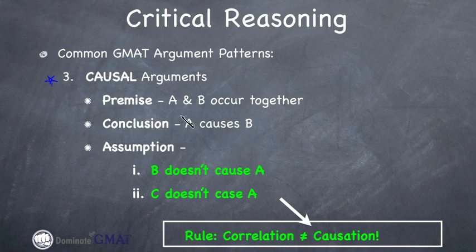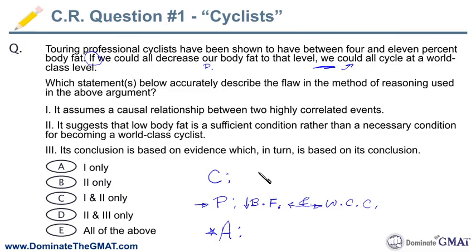Back here, what do we see? A and B occur together, and that's what we're saying. So I'm just synthesizing that on my scratch paper. We have touring cyclists, and they have low body fat. Okay, so that's the premise.